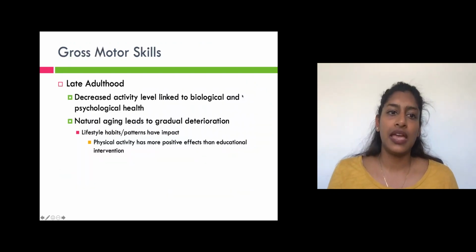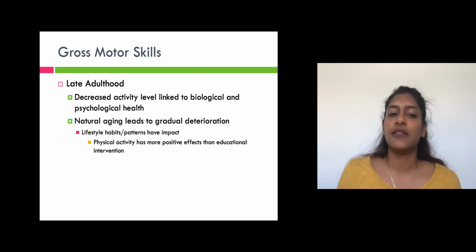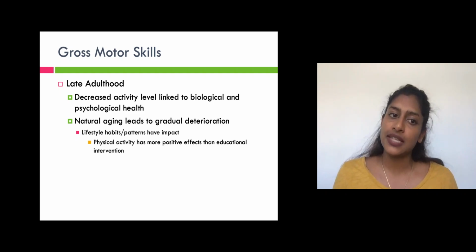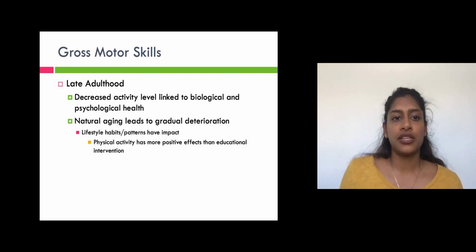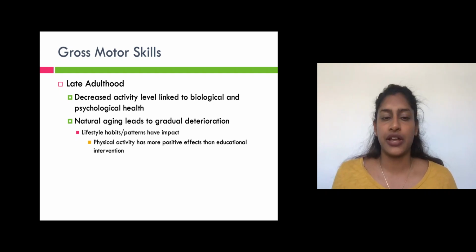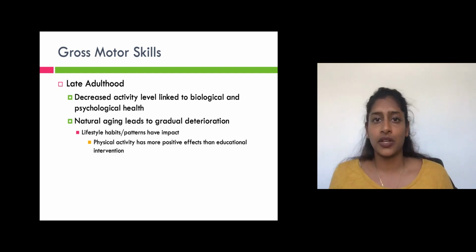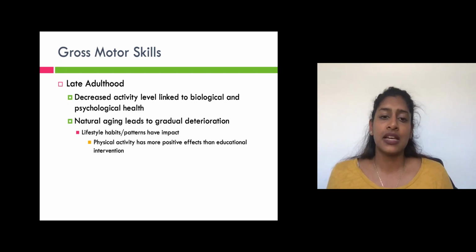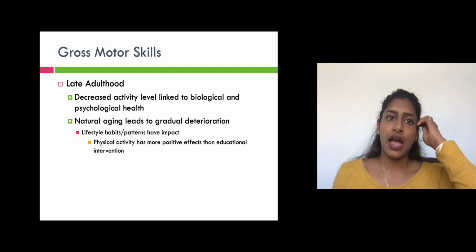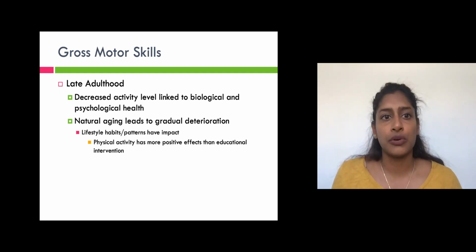As we get into late adulthood, we start to see decreased activity levels, and this could be related to both biological and psychological health. We know that naturally aging does lead to gradual deterioration. However, the ways that we are interacting with our environment are really important. So what does our lifestyle look like? What types of healthy eating patterns, right? Remember, we talked about health in chapter 4. This is a continuation of that. If we make really good and healthy choices, how does that influence our decline in our gross motor skills?